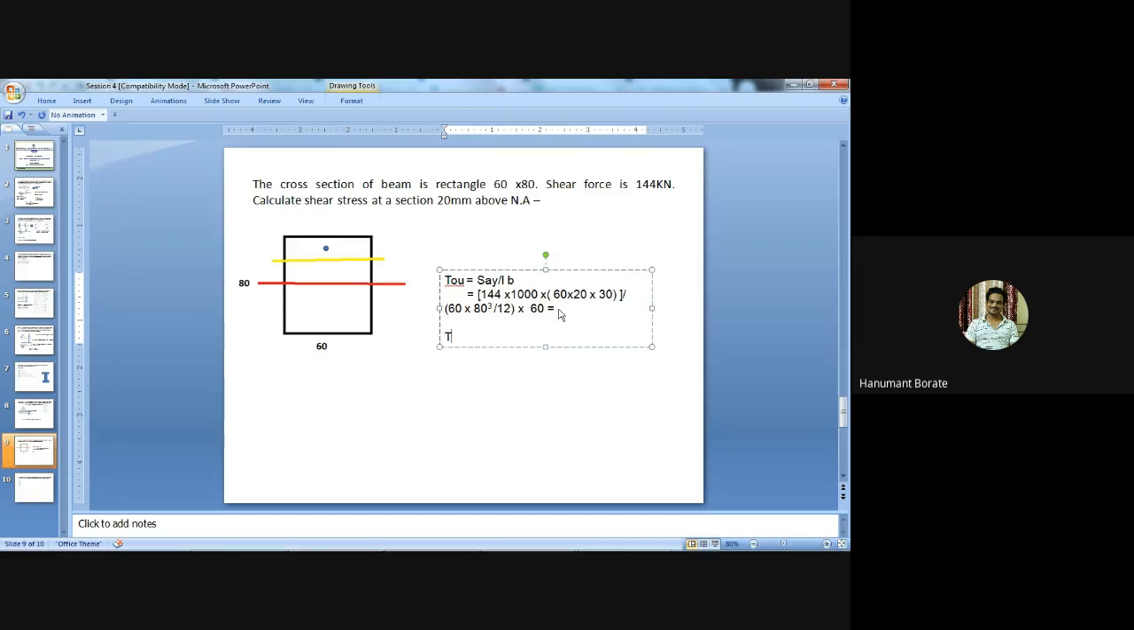Now calculate the value of tau equal to 144 into 1000 into 60 into 20 into 30, and then 60 into 80 cube divided by 12 into 60 into 60, right? 33.75, 33.75 Newton per mm square.